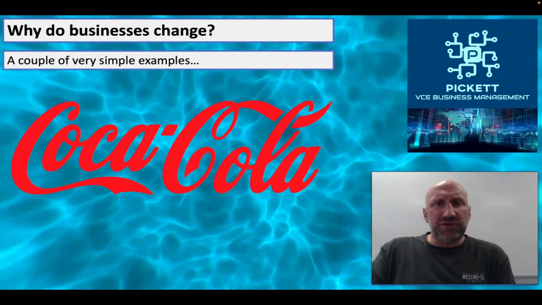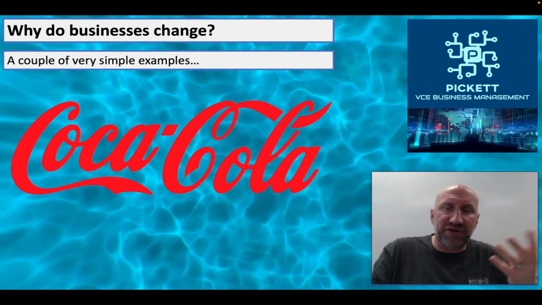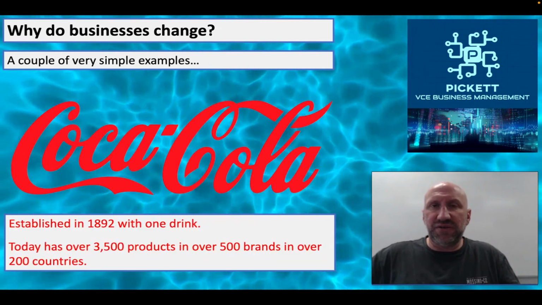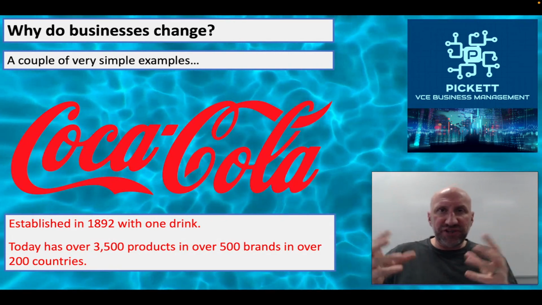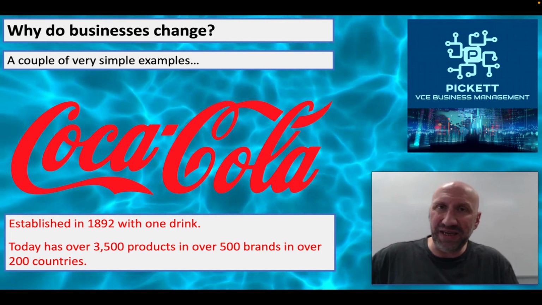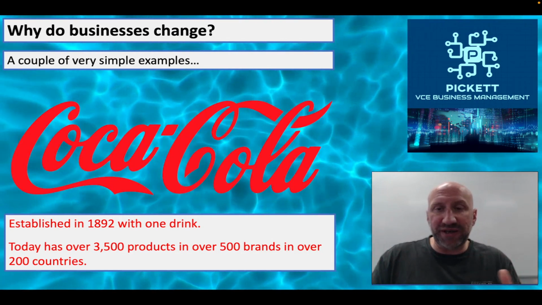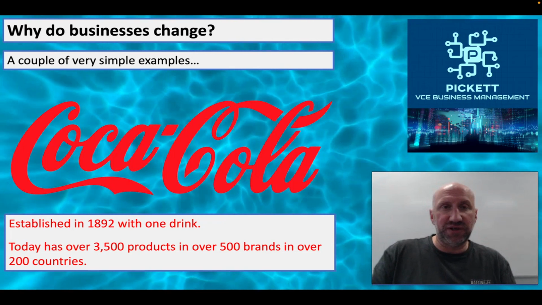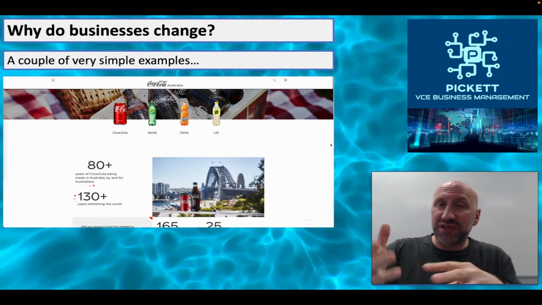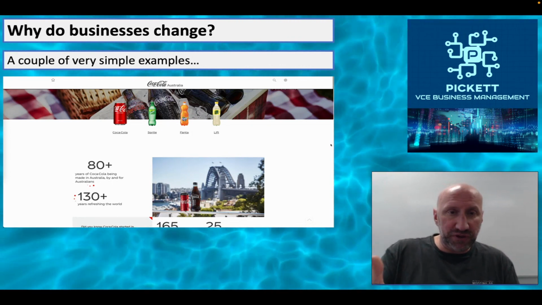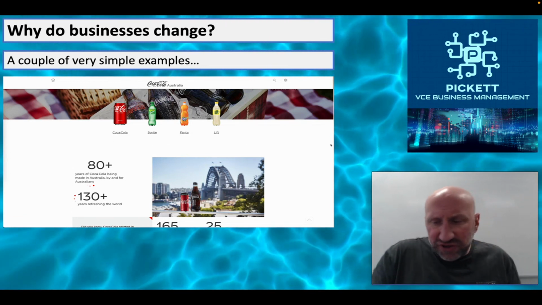A couple of actual examples, just to put this into some more context for you. Take Coca-Cola. Obviously, we know Coca-Cola, a very successful business, established in 1892, so 130-odd years ago. One drink, the original Coca-Cola drink. Today, they have over 3,500 products operating under 500 different brand names in over 200 countries. So obviously, they've expanded somewhat. Now, if you just go to the Australian Coca-Cola website, you can see there 80 years of Coke being made in Australia, 130 years refreshing the world.